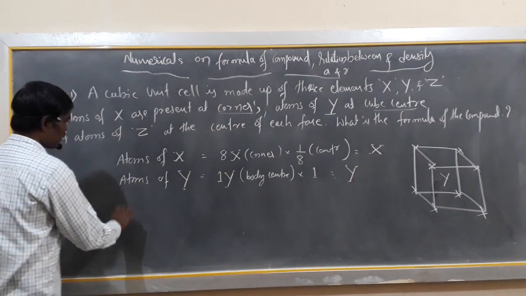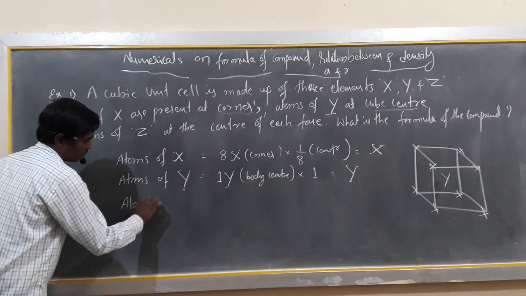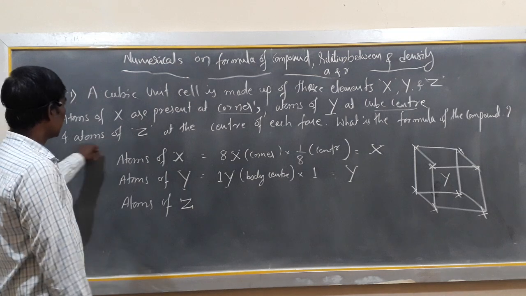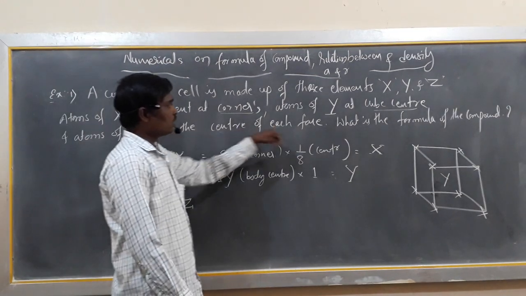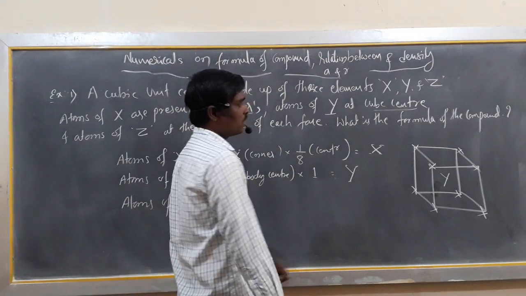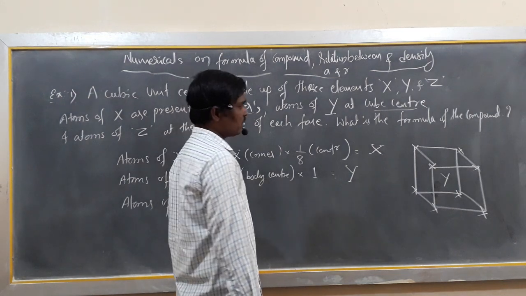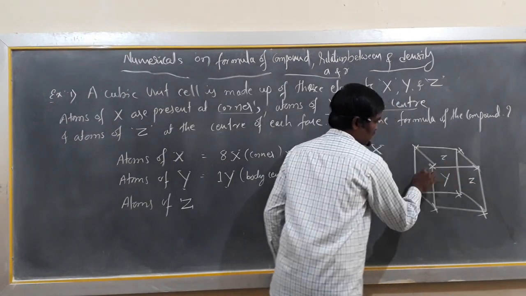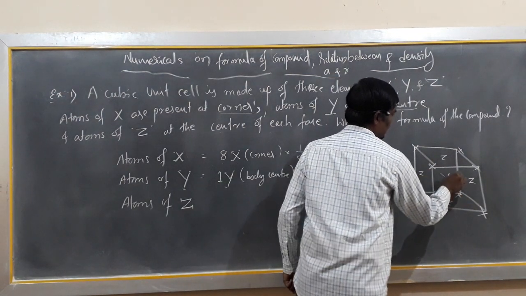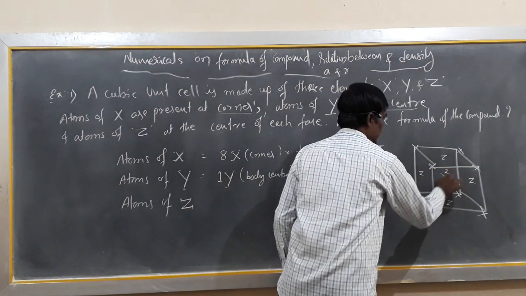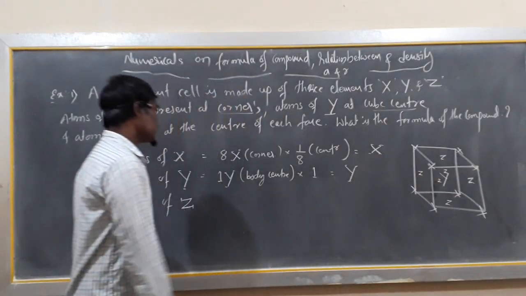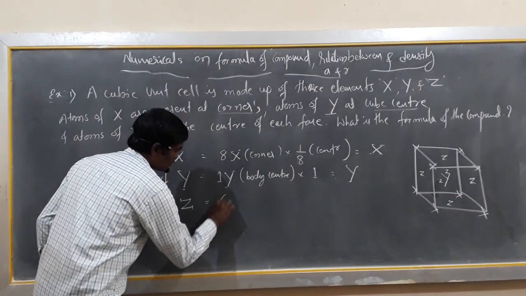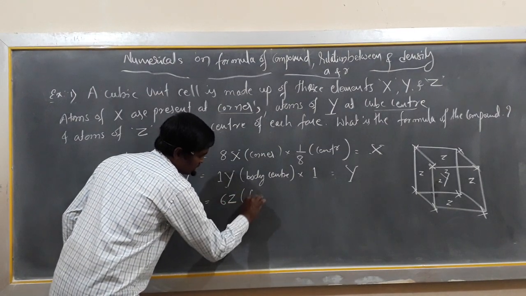And next are the atoms of Z. The atoms of Z are at the center of each face. There are totally 6 faces, and on all these faces the Z particles are present. That means there are 6 Z atoms present, so 6 Z at the face centers.